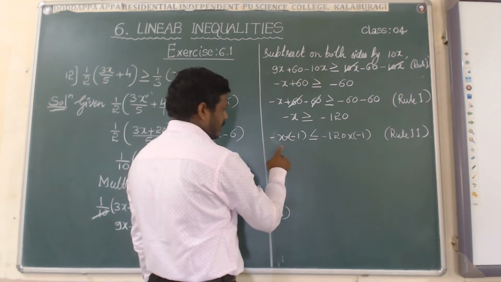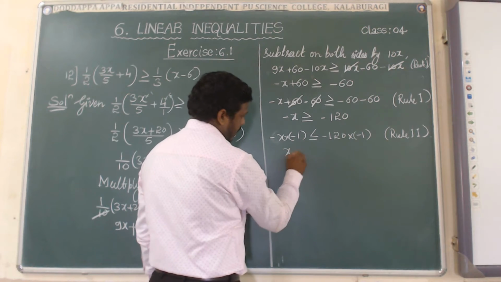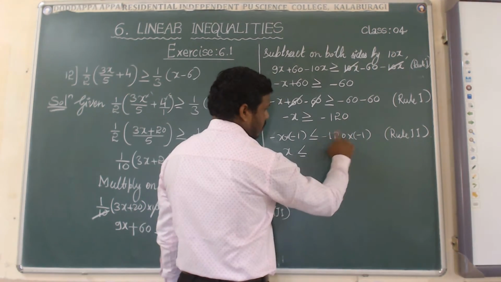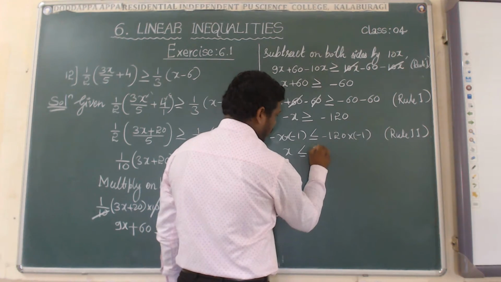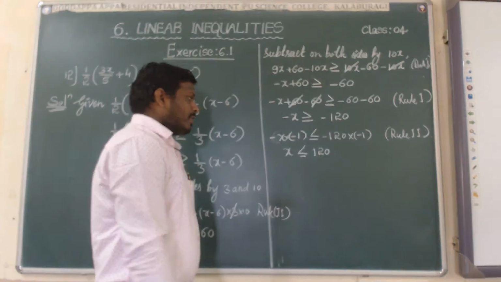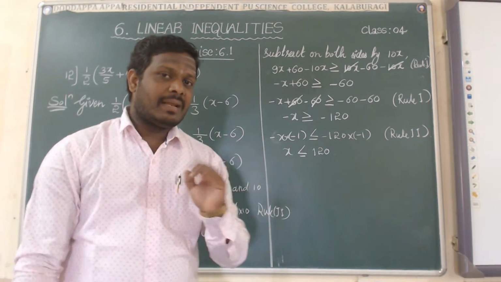Minus into minus plus, x into 1, x. Less than or equal to minus into minus plus, 120 into 1, 120. Now write the value of x here. Here x is a real number.